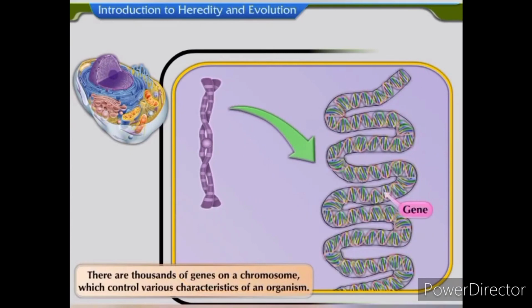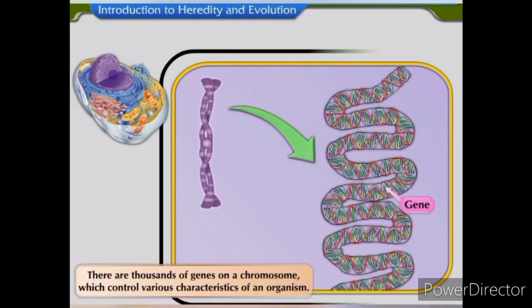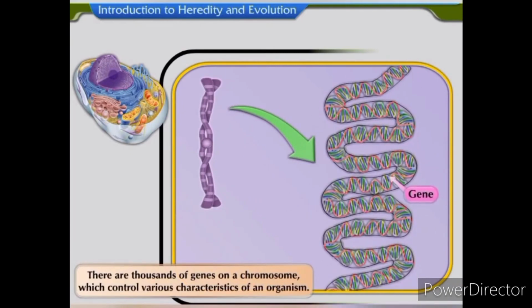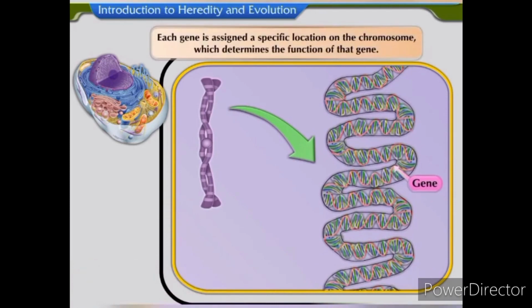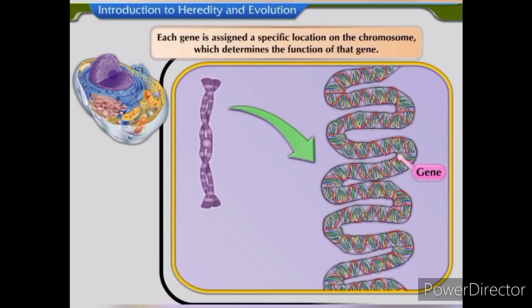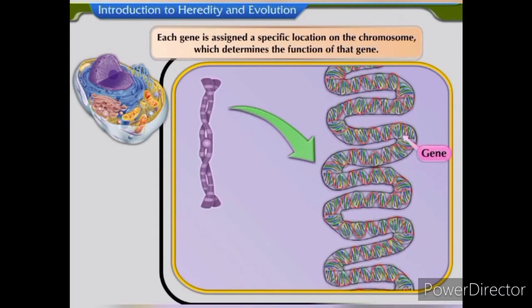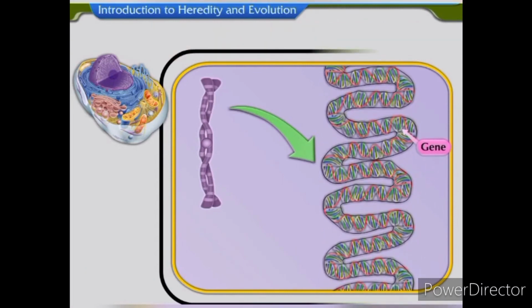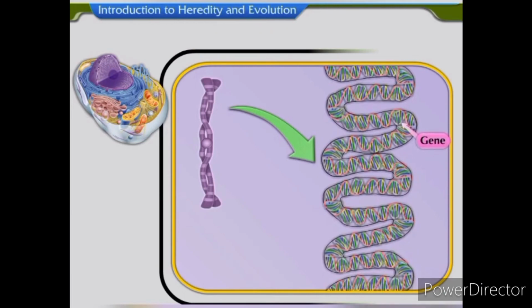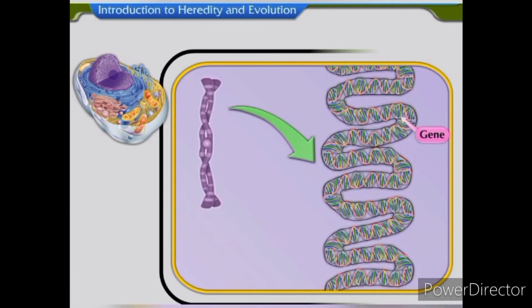There are thousands of genes on a chromosome which control various characteristics of an organism. Each gene is assigned a specific location on the chromosome, which eventually determines the function of that gene. Now let us understand the mechanism of gene function with the help of an activity.